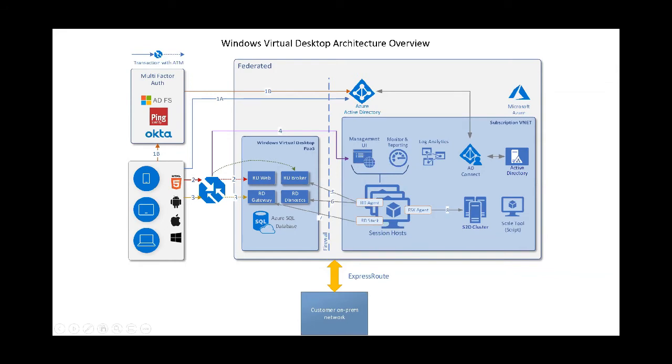Once the user is authenticated, then the line labeled 2 is where it starts. The client actually makes a connection to the octagon that has the arrow marks, which is the Azure Traffic Manager, the global load balancer service in front of WVD. It makes a connection.